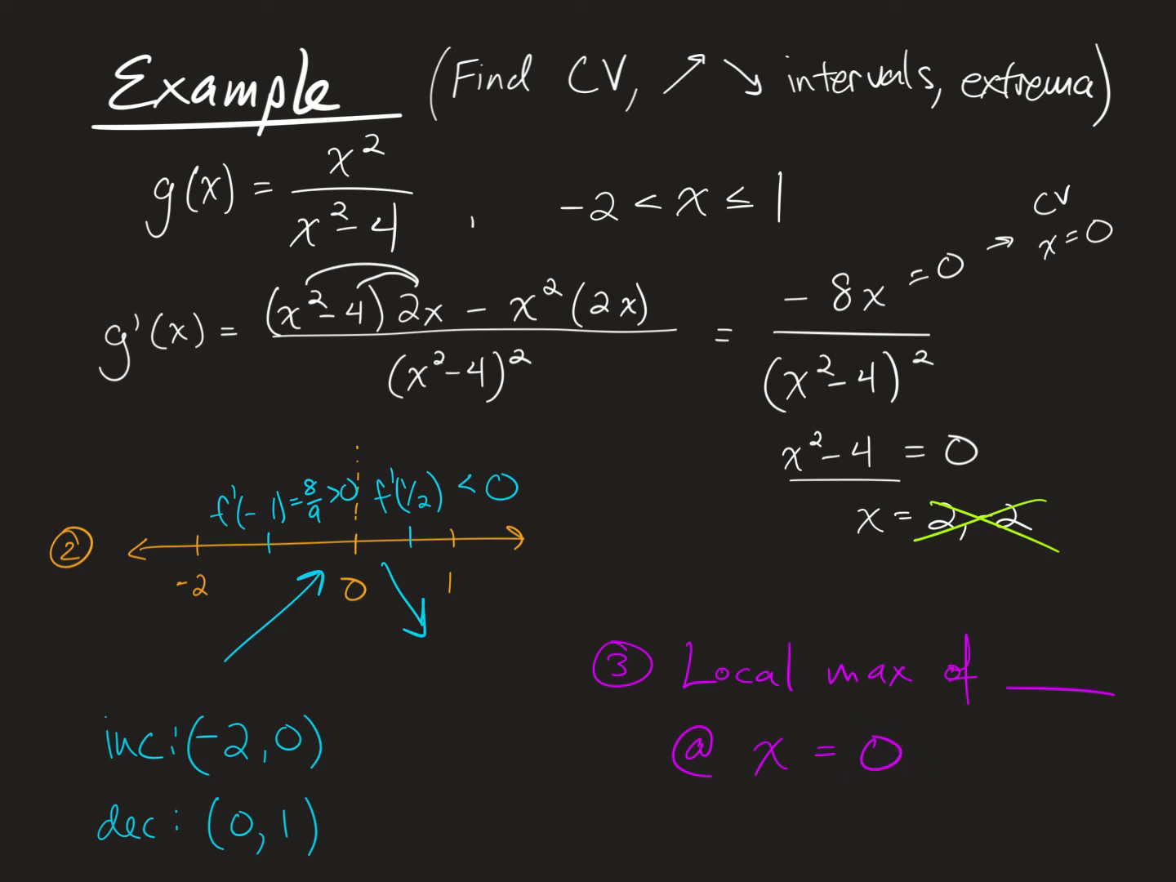But in order to find that local max, we have to substitute this value into the original function. We're trying to find a local max of the original function. Okay, I think y'all get it by this point. But when you substitute 0 into the original function, you get 0. So local max of 0 at x equals 0.